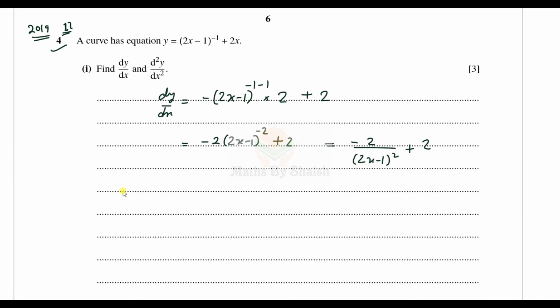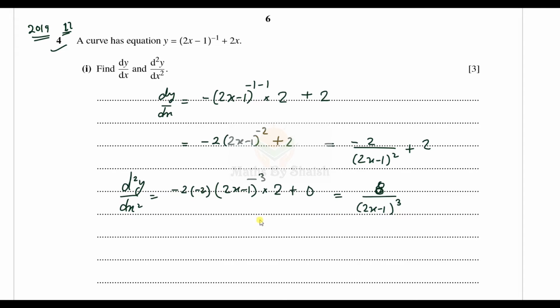square plus 2, and d2y over dx square is going to be, I'll differentiate with the help of this term, and it is going to be minus 2 into minus 2 and then (2x minus 1) to the power minus 3, and multiply by the differentiation, again chain rule, so multiply by the differentiation of 2x minus 1, which is 2 plus 0, which can be written as 8 over (2x minus 1) to the power 3 because it is minus 3. So that's it. Now that is 8 over (2x minus 1) to the power 3. I hope it is clear.